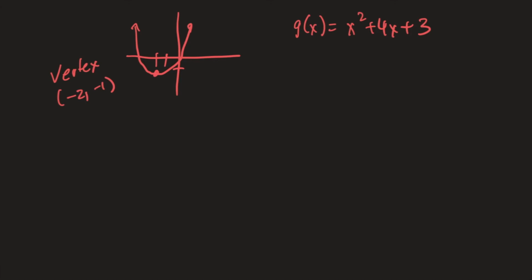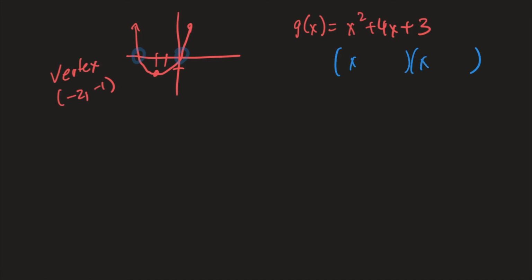You'll notice that in this example, even though we know the vertex, we don't know what the x-intercepts are. And if we knew what the x-intercepts were, we could get a very nice, exact graph of what this function really looks like. To get the x-intercepts, we need to put this equation in intercept form. And to do that, we're just going to try to factor.